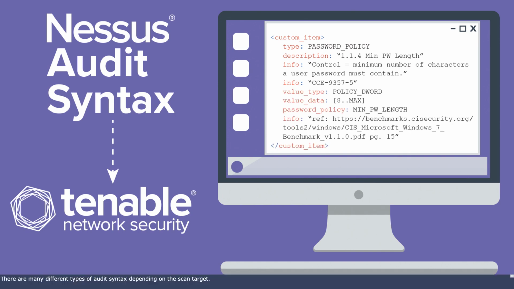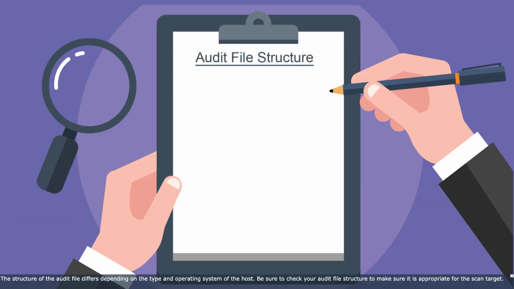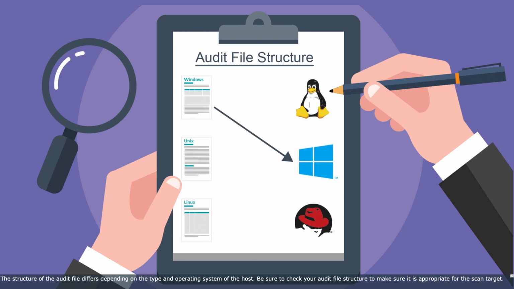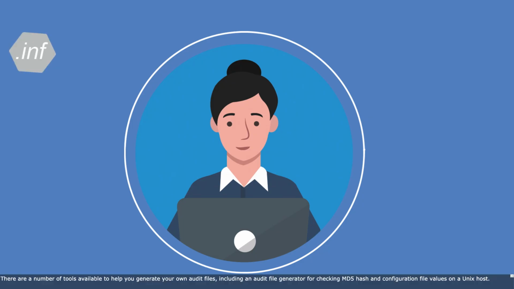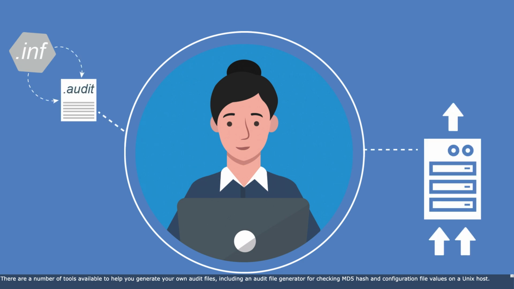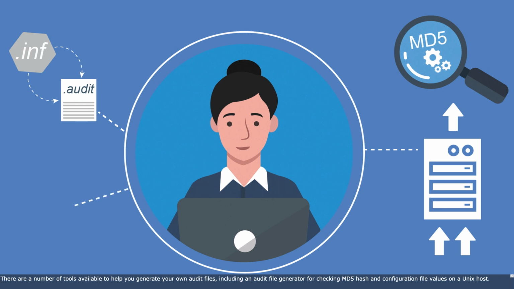There are many different types of audit syntax depending on the scan target. The structure of the audit file differs depending on the type and operating system of the host. Be sure to check your audit file structure to make sure it is appropriate for the scan target. There are a number of tools available to help you generate your own audit files, including an audit file generator for checking MD5 hash and configuration file values on a Unix host.